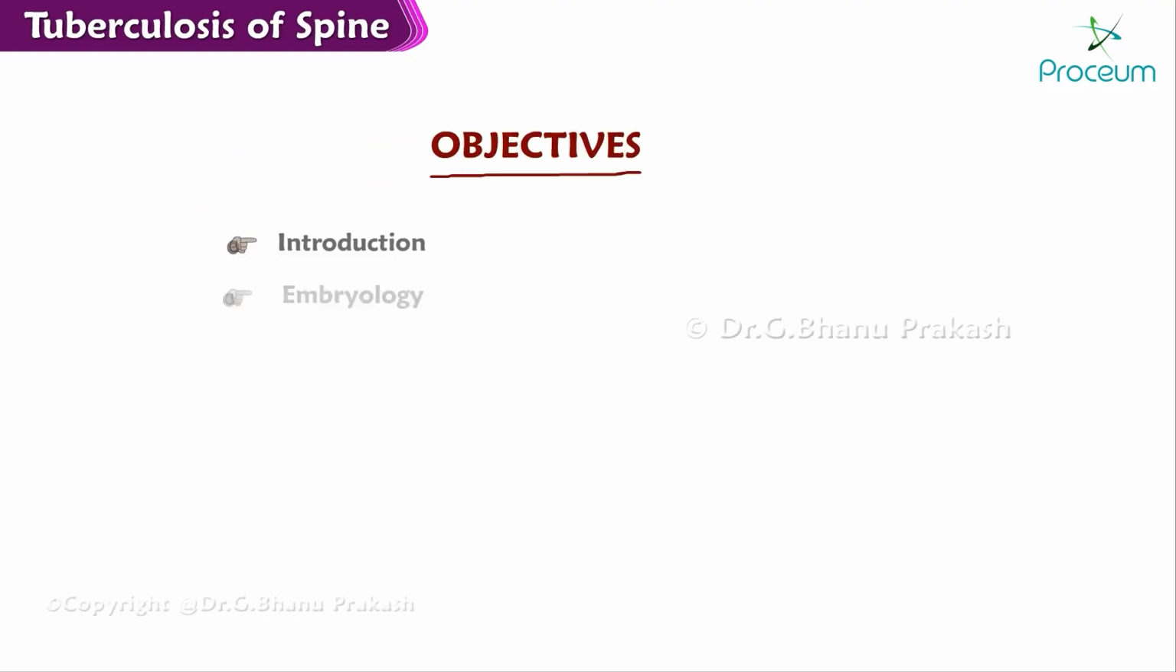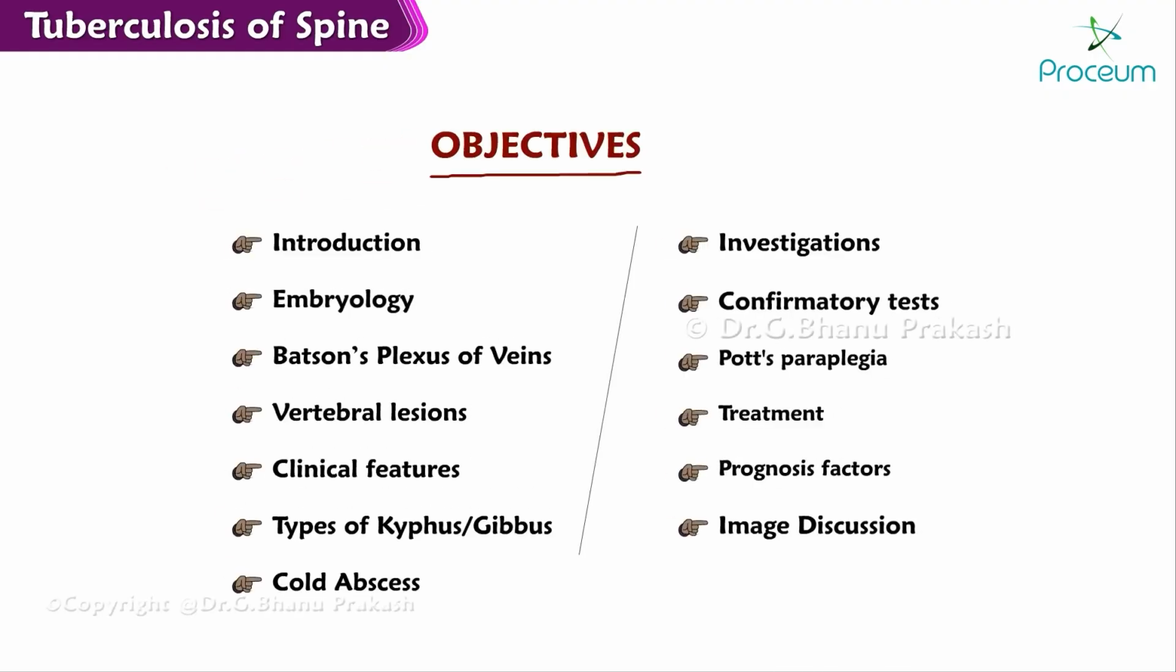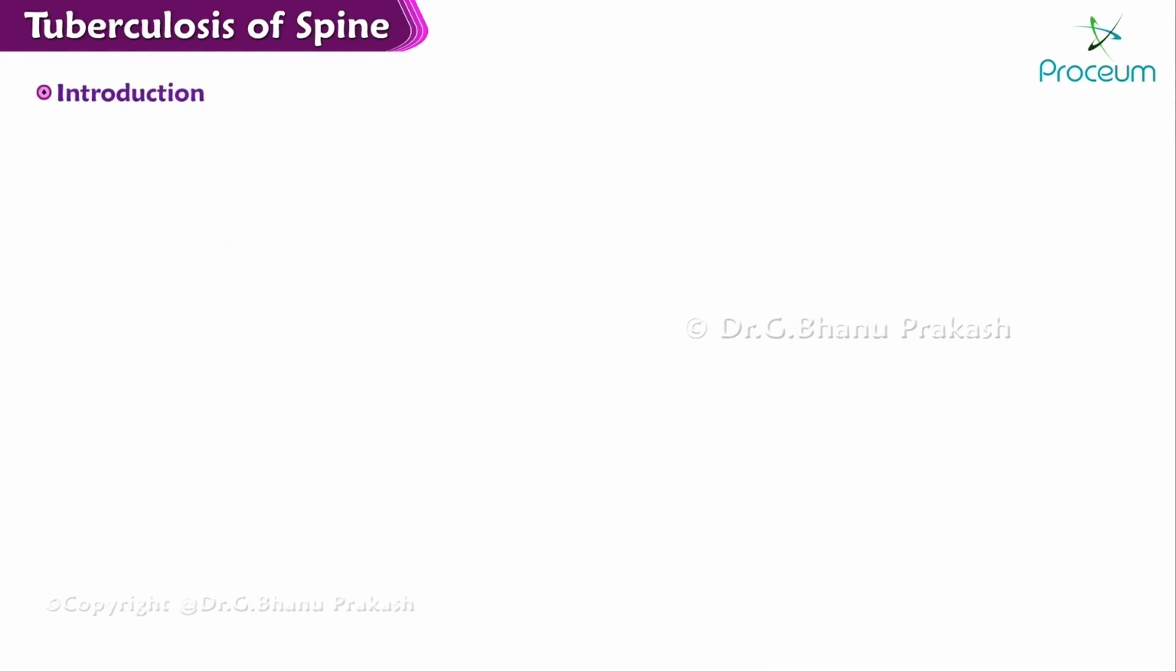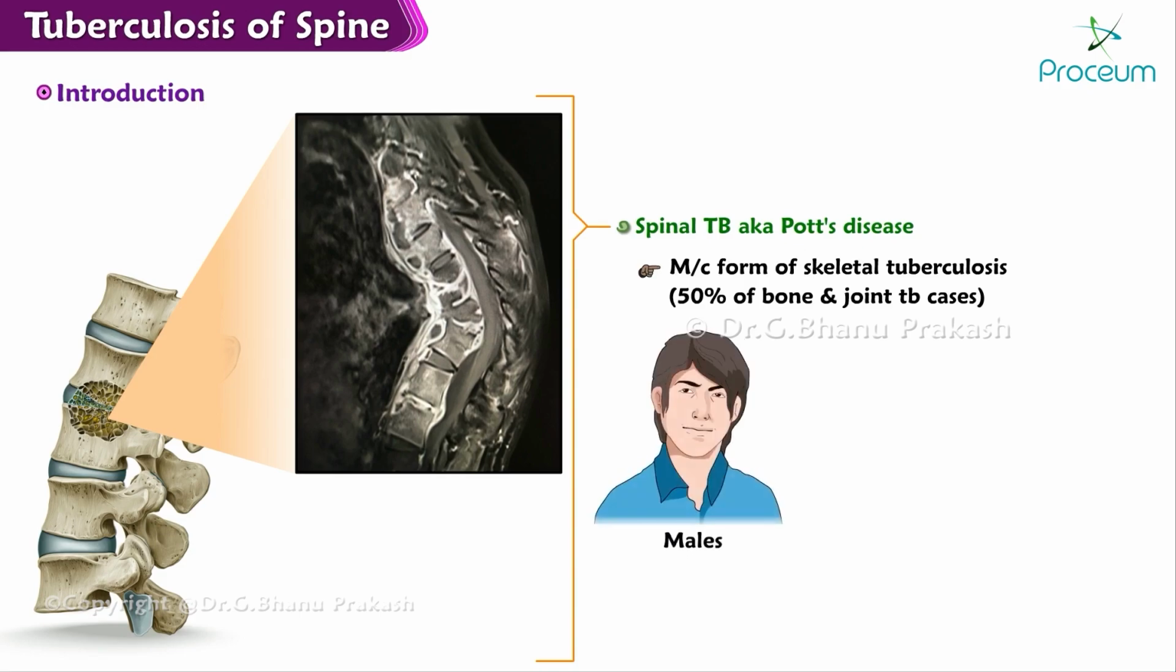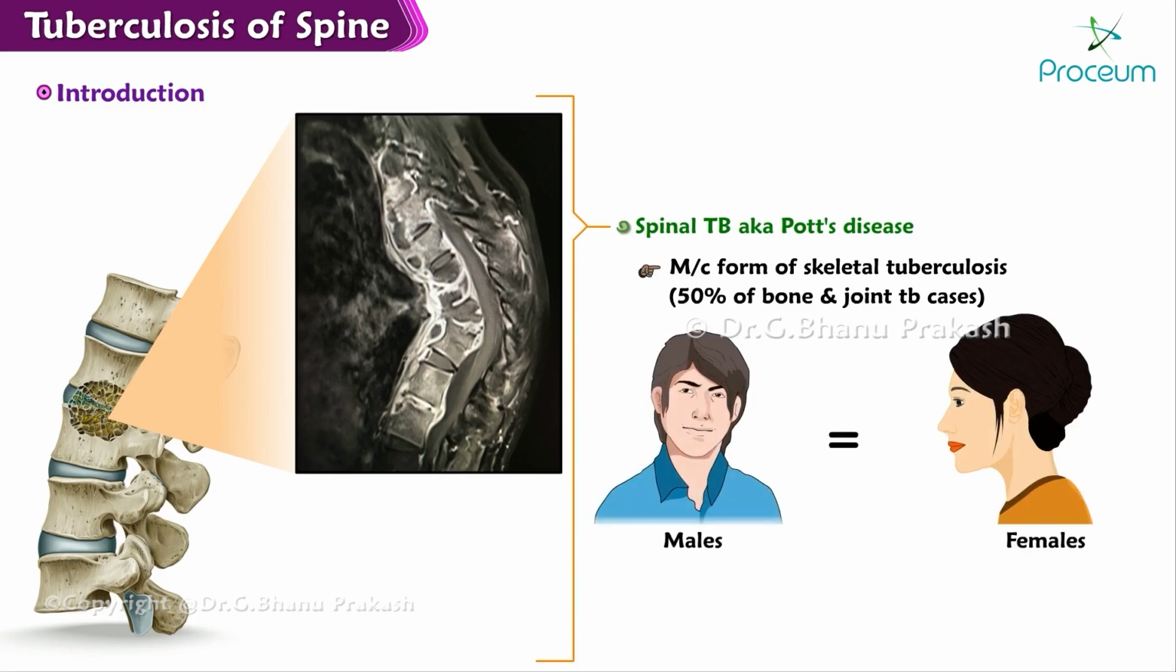Tuberculosis of spine. Introduction. Spinal tuberculosis, also known as Pott's disease, is the most common form of skeletal tuberculosis, accounting for approximately 50% of all bone and joint tuberculosis cases. It affects both males and females equally and can occur at any age, although it's more commonly seen in the first 3 decades of life.